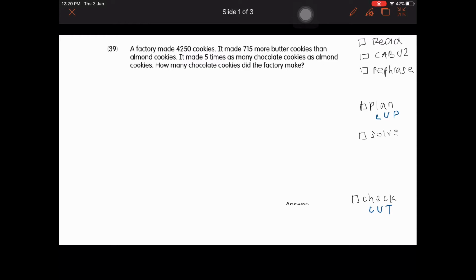Now, let's read. A factory made 4,250 cookies. It made 715 more butter cookies than almond cookies. It made 5 times as many chocolate cookies as almond cookies. How many chocolate cookies did the factory make?